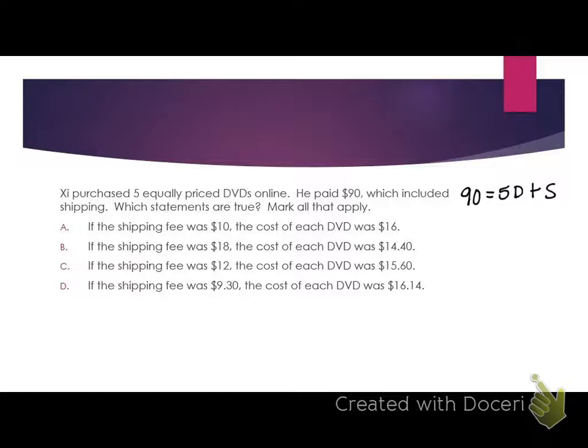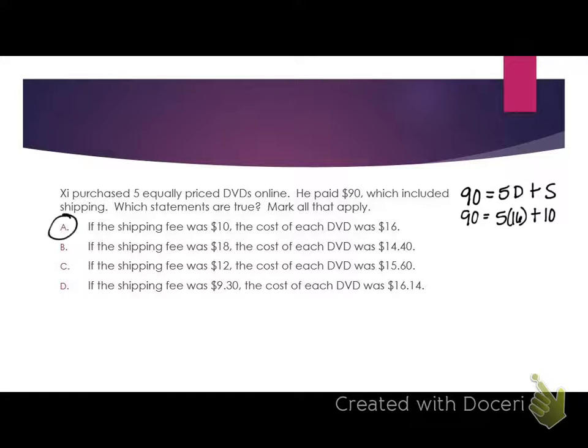So we can fill in the information of A, B, C, and D to figure out which of these will actually equal 90. For A, if the shipping fee was $10, so we'll be adding 10, and we paid $16 per DVD, then 5 times 16 is 80, and 80 plus 10 is 90. So this does equal our correct total.